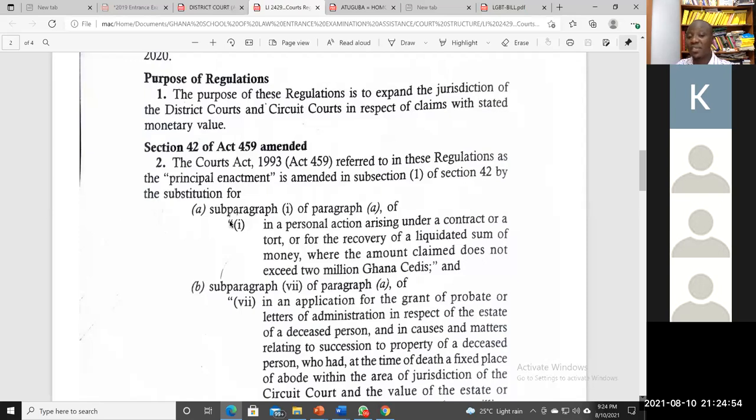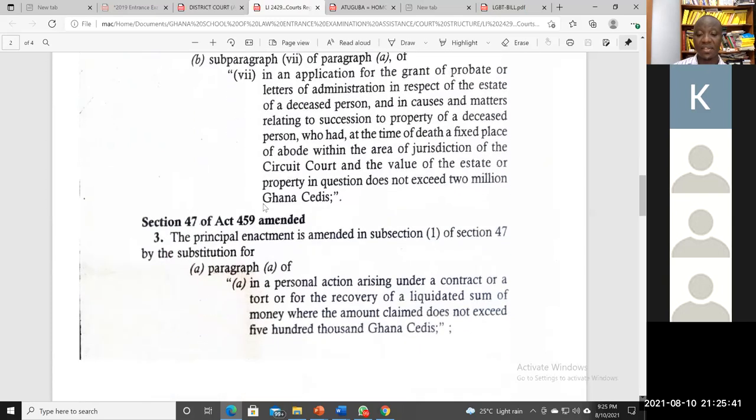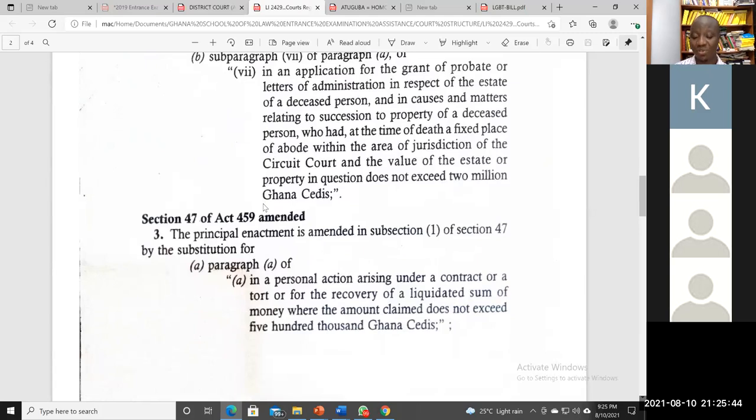So for the District Court, for example, now in personal actions arising under contract or tort, or for recovery of a liquidated sum of money, if the amount does not exceed 2 million Ghana cedis, the court has jurisdiction. You can take it to the Circuit Court; it has jurisdiction. So that is quite huge. And of course, when it comes to application for probate, where the value of the estate does not exceed 2 million, it has jurisdiction. Previously, you had to go to the High Court before you could do that.